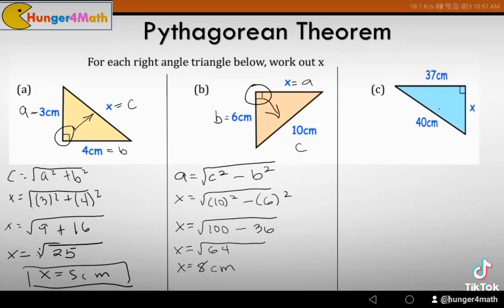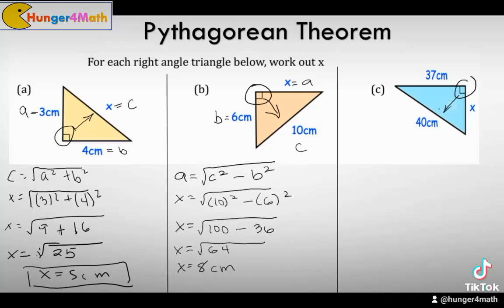Moving on to our letter C. Once again, first identify where your hypotenuse is, and that's the opposite side of the right angle, which is 40 cm, and that is your C. Now here 37 cm, let's name it A. Again, we can name it also B, as long as it's the side or the shorter side, and C will be our B. Again, you can change it into A.